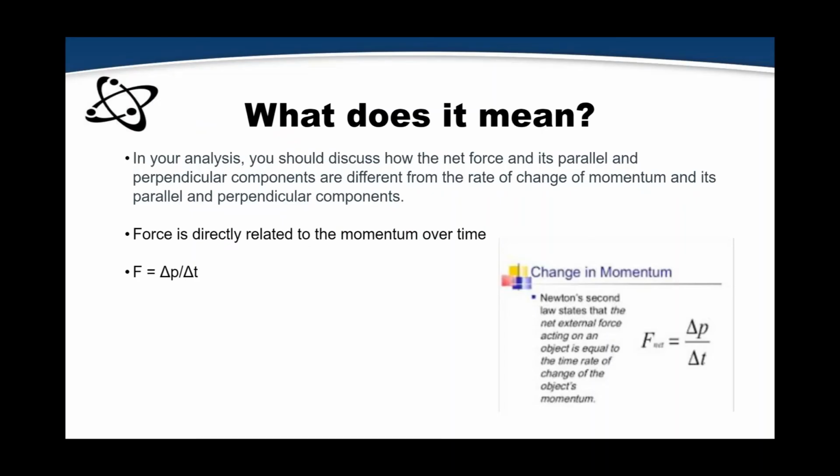Technically, the values for the parallel and perpendicular components for both the net force and the change in momentum are the same. The object's force is directly related to momentum over time, so the momentum only happens because of this force. So in all, the rate of change in momentum is due to an external force. While they may have the same value, they actually represent two different things.